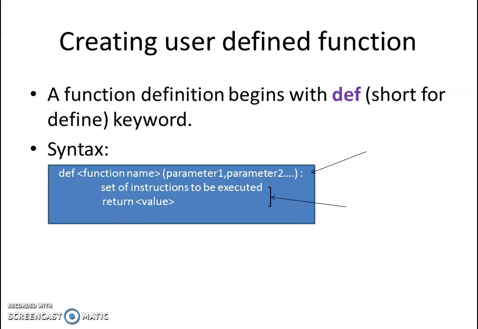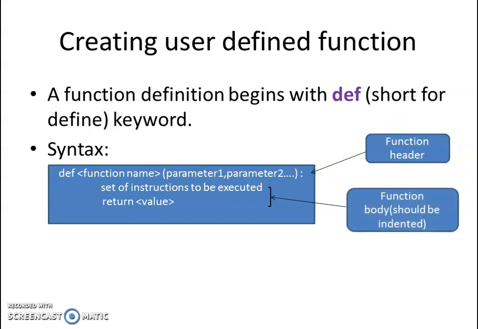This return statement is also optional. The first line, def, function name and parameter list, is known as the function header, and it ends with a colon. The instructions that we write inside the function should be indented. As we discussed, indentation in Python is very important, so this function body should be indented.